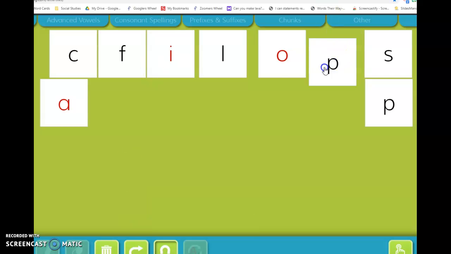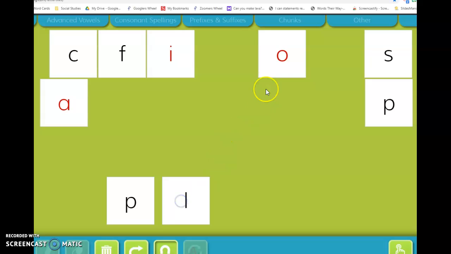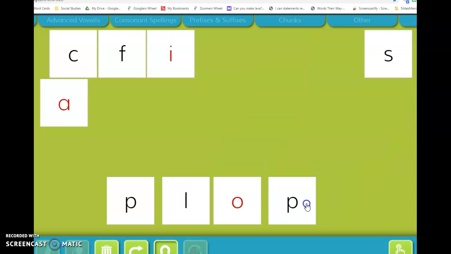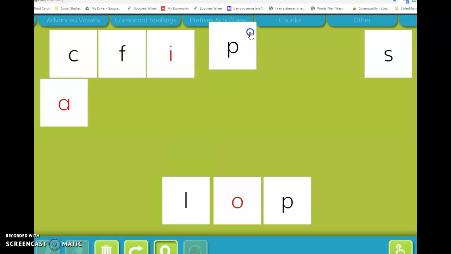So I'm going to bring down my P, bring down my L, bring down my O, and bring down my P. When you read the word, you should read it like this. P, O, put those together. Plop. What's the word? Plop. Okay, bring up your P.